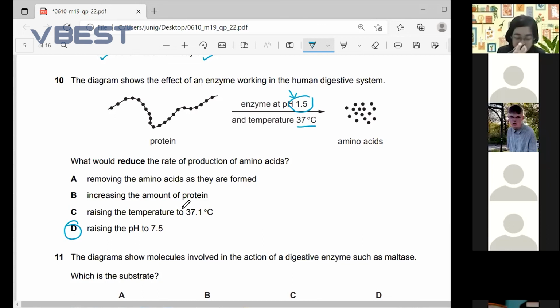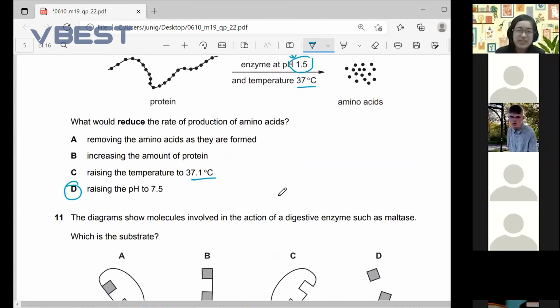Increasing the amount of protein will increase the production of amino acids. And raising the temperature to 37.1 degrees Celsius. This one is very funny. It is increased by 0.1 degrees Celsius, which is so little. Not enough. Usually for enzymes, you have to increase the temperature to 60 degrees before they start to denature.